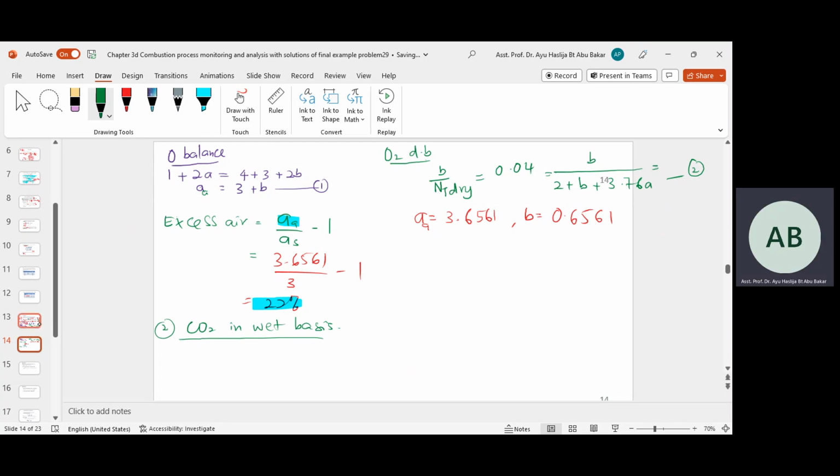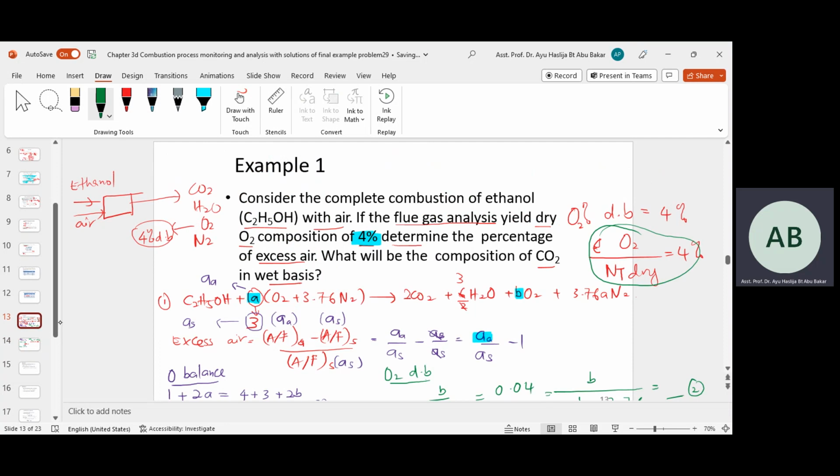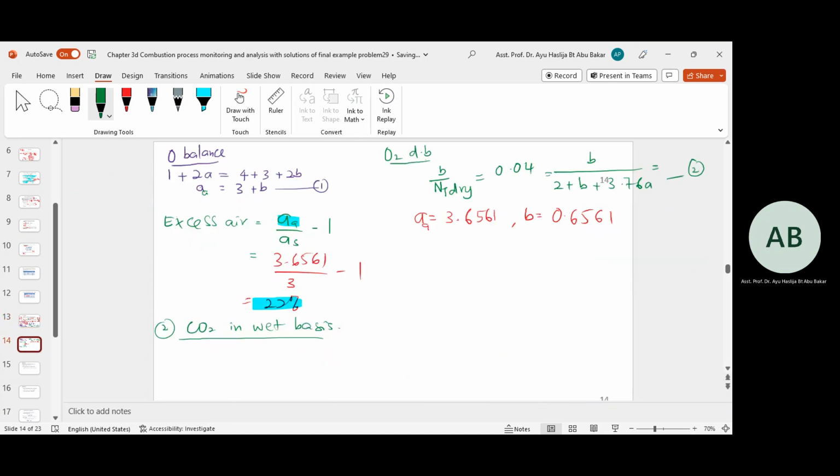CO2, we know it is 2, from this equation. For wet basis, N total for wet is 2 plus 3 plus the B plus 3.768. Okay, try to calculate what you get.